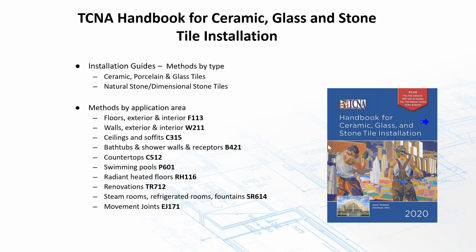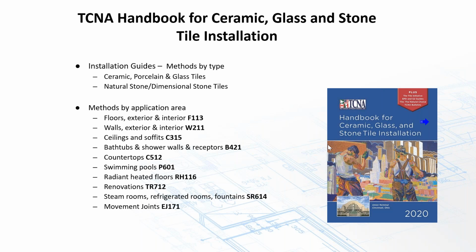As I said, the installation guides are methods by type. So ceramic tile, porcelain, and glass tiles are on the front of the book. Natural stone and dimensional stone tiles follow that. Methods for application areas are floors, interior or exterior. F113 is just an example. Walls, interior or exterior. W211, again, is just an example. Ceilings and soffits, again, starts with a C, and there would typically be a -21, C315-21 for next year's 2021 TCNA handbook.